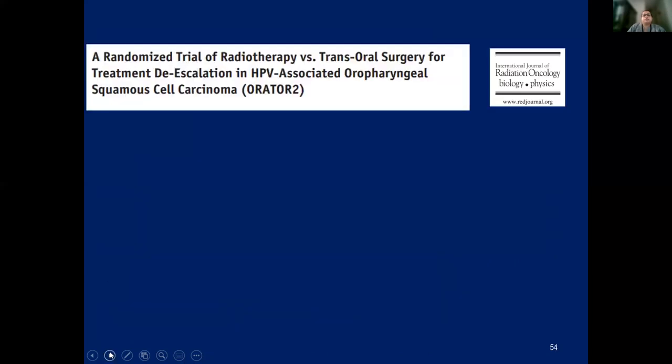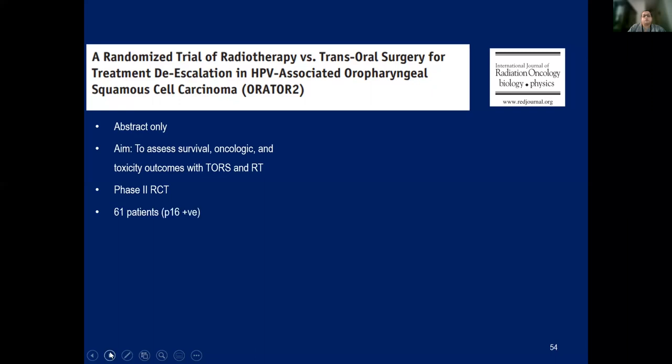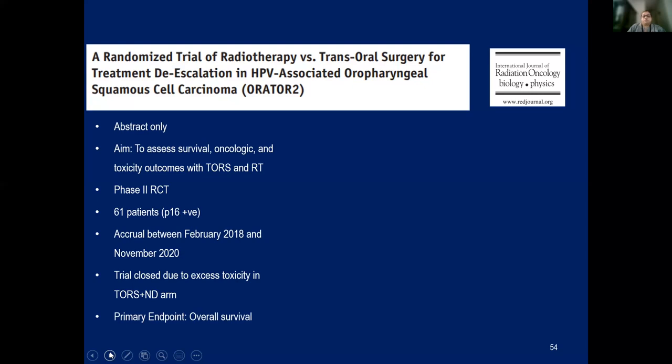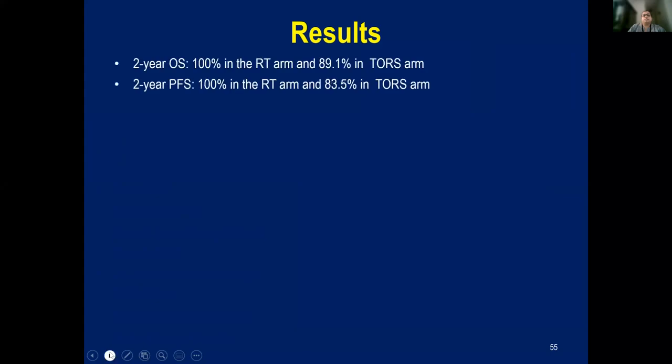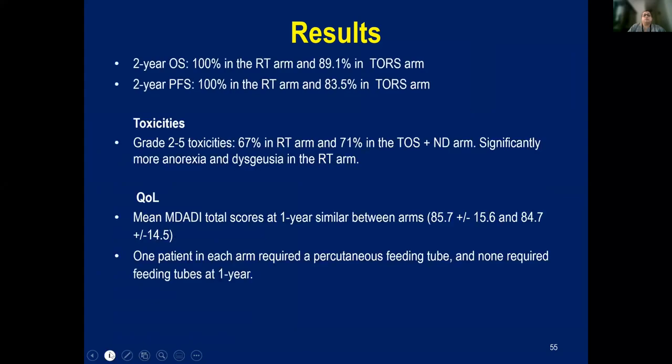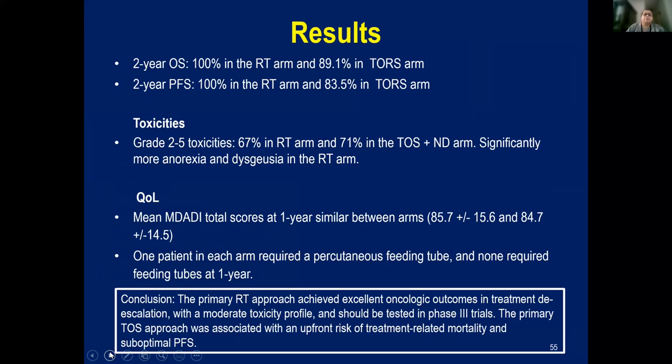Then we had the ORATOR 2, which was a phase 3 trial, which was again looking at transoral surgery over radiotherapy. We heard the early abstract. The trial had to close prematurely only after randomizing 61 patients, unfortunately because of two grade 5 toxicities in the TORS and neck dissection arm. But again, in this study, what we saw was that the outcomes seem to be superior with the radiotherapy as compared to TORS. But again, it's a little too early to take home any concrete message.